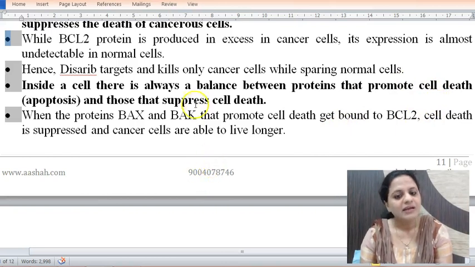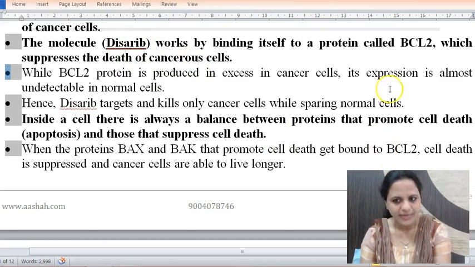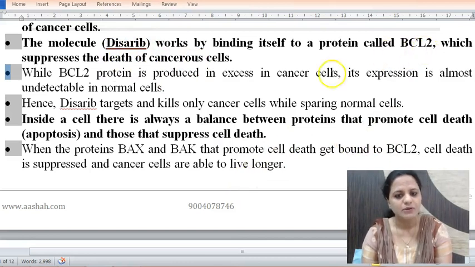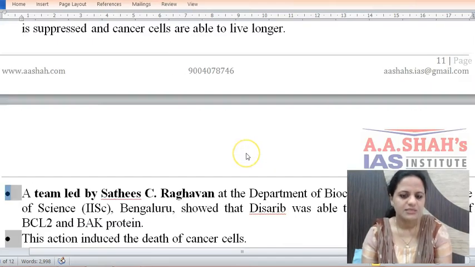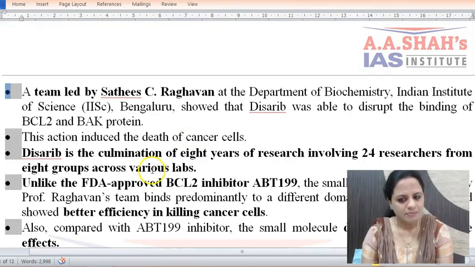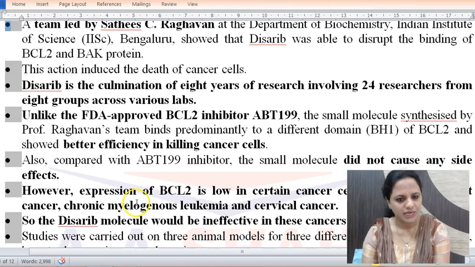So if this new molecule Disarib binds to BCL2 protein, then cell death cannot be suppressed and cancer cells can be eliminated. And since BCL2 protein is not produced in excess in normal cells, Disarib will not affect the normal cells. This molecule was developed by a team of researchers in IISc Bangalore, headed by Mr. Raghavan. Now Disarib will be provided for approval, and animal testing has already been done.